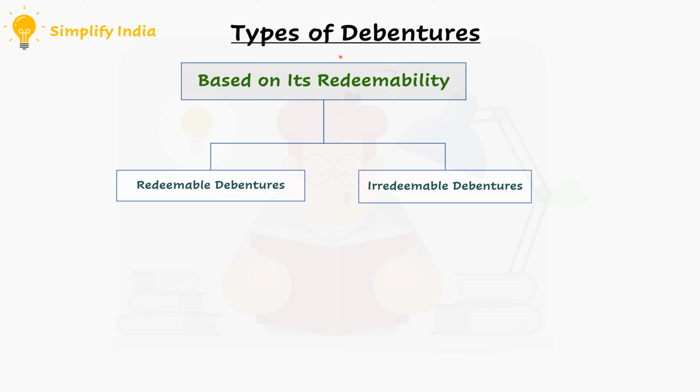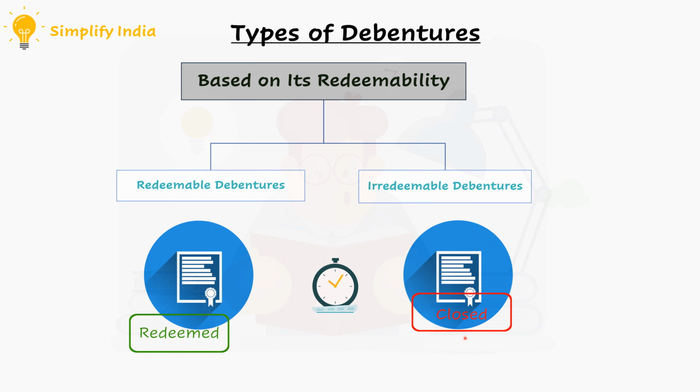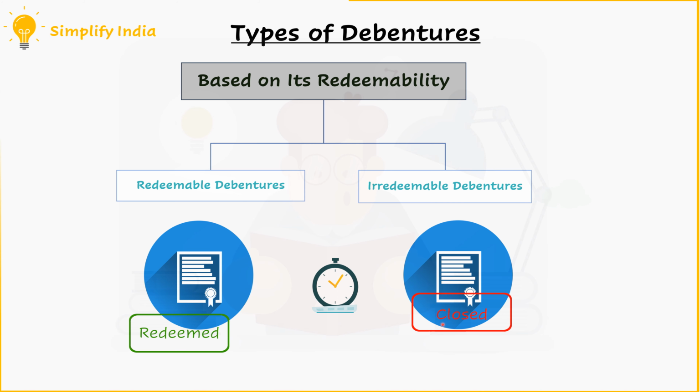Now we are going to learn about the types of debentures based on redeemability. Here also we have two types: redeemable debenture and irredeemable debenture. Redeemable debentures are those which can be redeemed at the time of maturity, whereas irredeemable debentures are those which can be redeemed only at the time of winding up of the company.